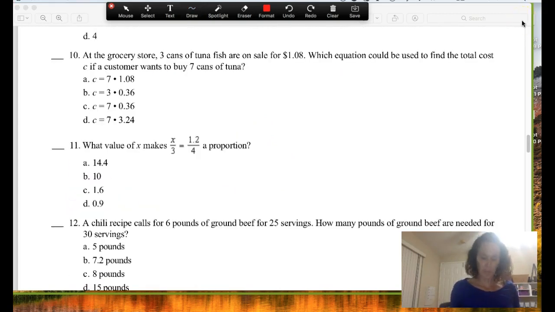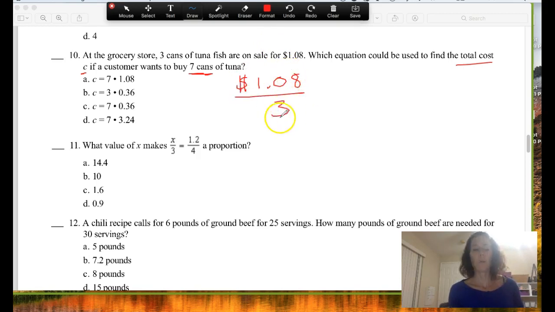Okay, so number 10, at the grocery store, 3 cans of tuna fish are on sale for $1.08. Which equation could be used to find the total cost, C, if a customer wants to buy 7 cans of tuna? So if we know 3 cans are on sale for $1.08, we're going to take our $1.08 and divide it by 3, because that will tell me how much I'm paying per can. So $1.08 divided by 3, and I'm paying 0.36 or 36 cents for a can of tuna.